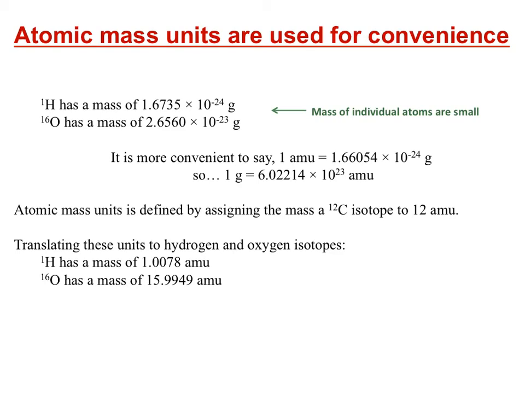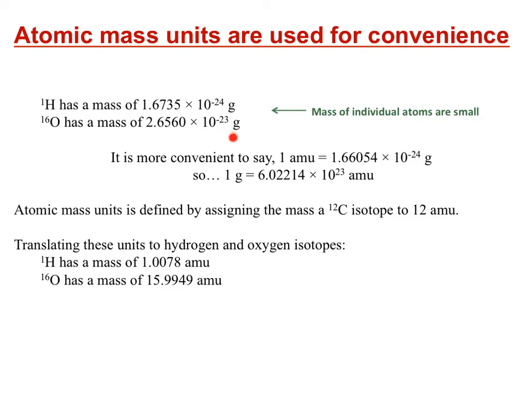Welcome to calculating atomic weight. So first, we know that we can use atomic mass units for convenience. A lot of times we said that the mass of individual atoms are very small. The hydrogen atom has a mass of only 1.6735 times 10 to the minus 24th gram. Oxygen is small as well.